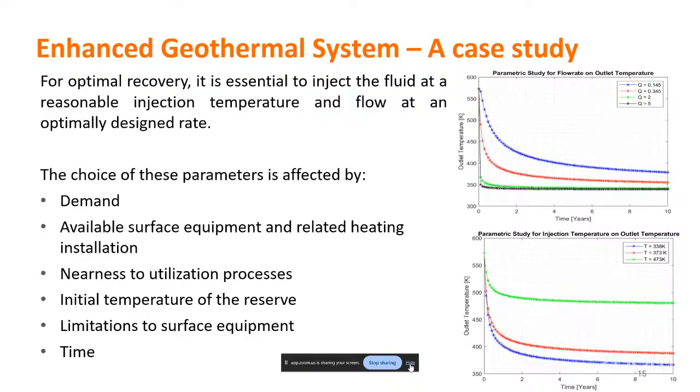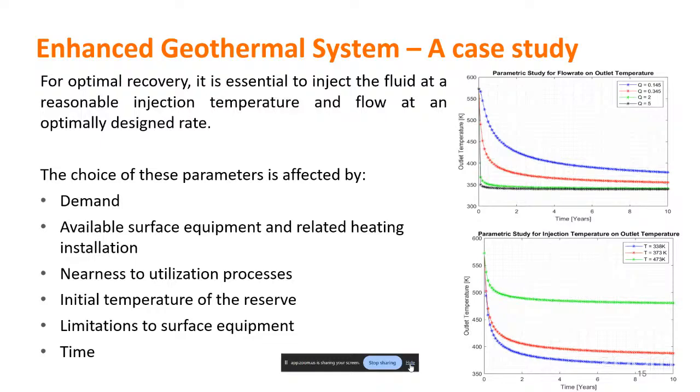And then on the lower right, you have the injection temperature parametric study on the outlet temperature. So the higher the injection temperature, the higher the outlet temperature you're going to get. This is because it's easier to heat a fluid that is already hot. So when the fluid is already at a higher temperature at the injection, then you're going to have a higher temperature on the outlet because it's easy to heat it.